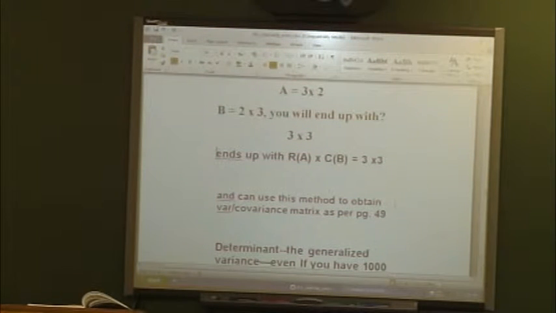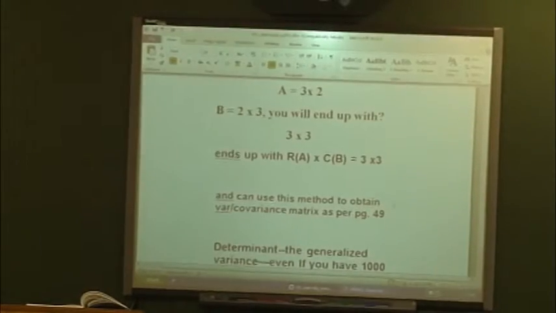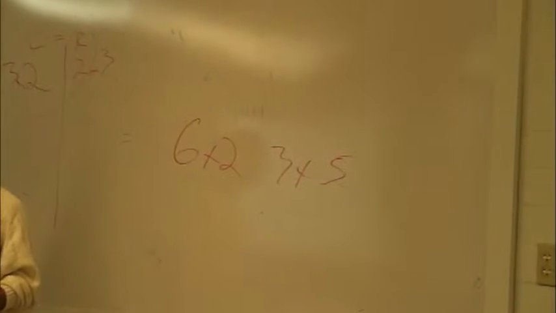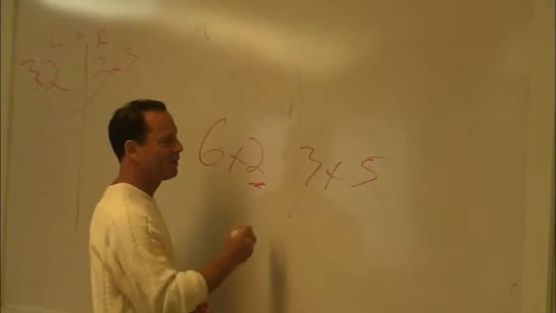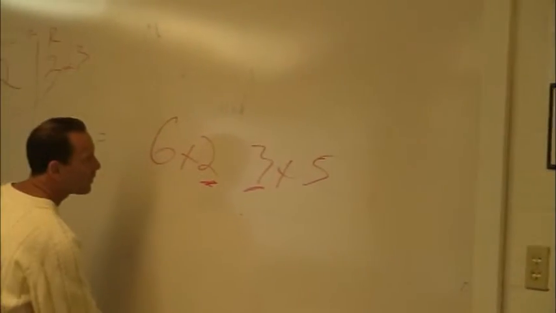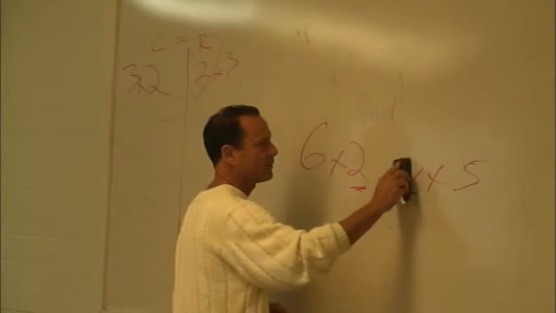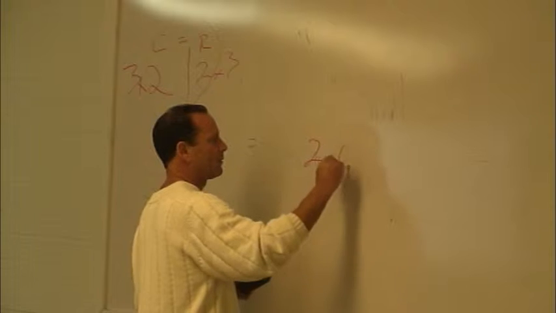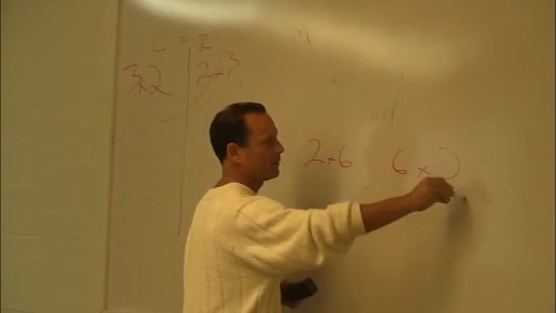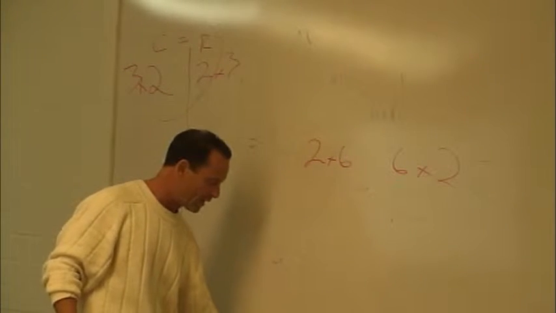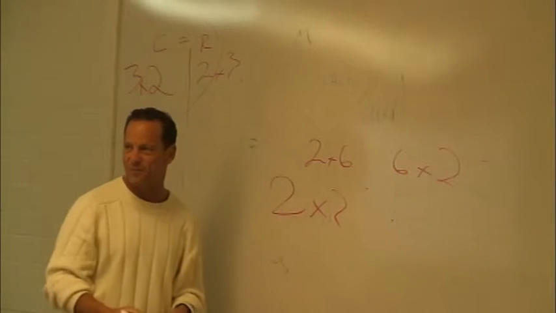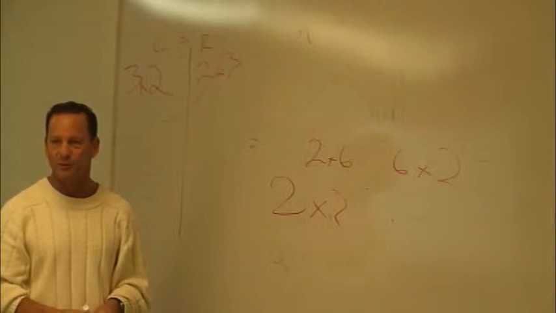Just to make sure you got it, add a 6 times 2 and a 3 times 5. No. Non-conforming. Does everybody see that? The number of columns better equal the number of rows. Right, you got it. What will I end up with? 2 by 2. Good, I'll end up with a 2 by 2.